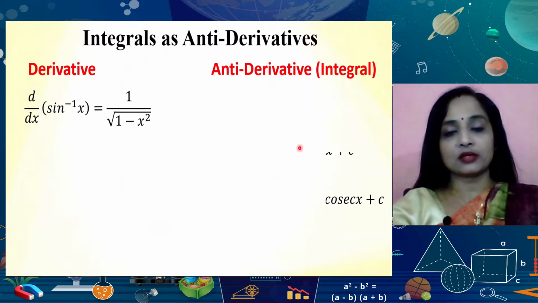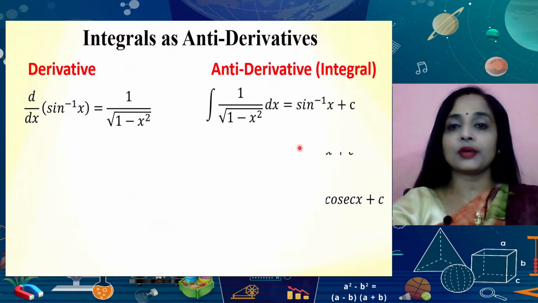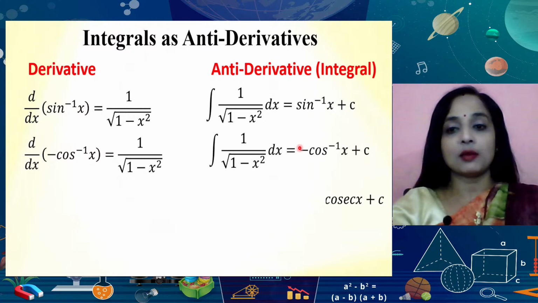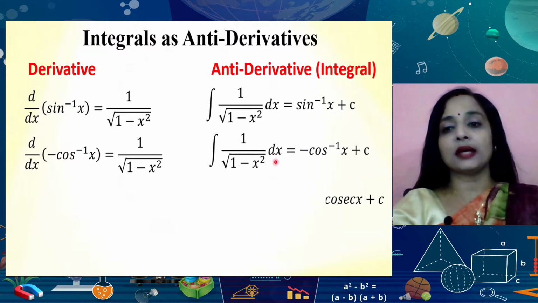The derivative of sin inverse x is 1 upon root of 1 minus x square. So the integral of 1 upon root of 1 minus x square will be sin inverse x. The same expression will be obtained if you have minus cos inverse x. So the same is happening with the negative sign with minus cos inverse x.